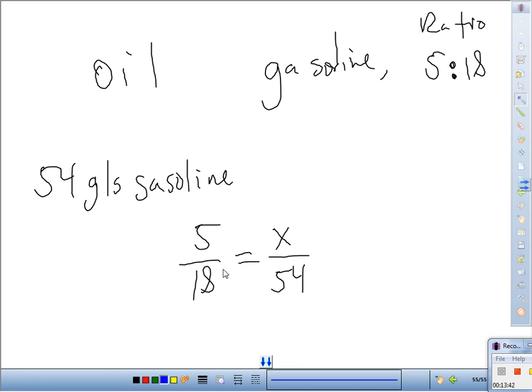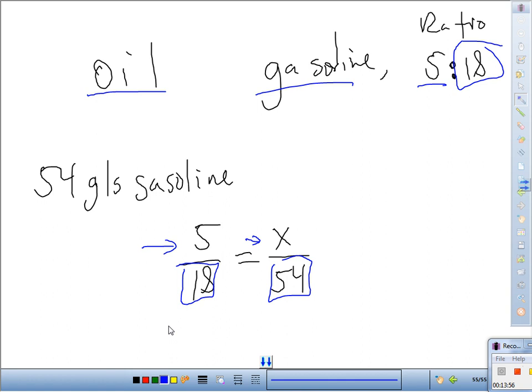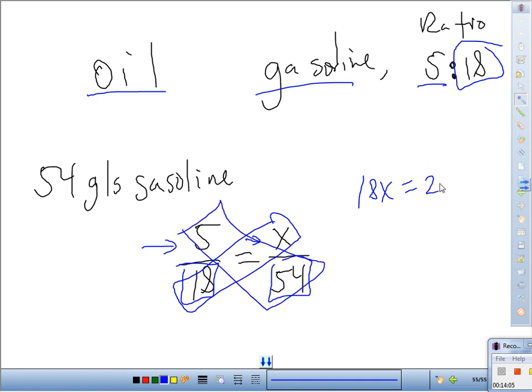That is correct. Remember that the first thing they mentioned was oil. That means the 5 is the oil. Gasoline is the second thing, so 18 is the gasoline, and gasoline goes down here. So far, so good? Cross multiply. That becomes 18x equals 5 times 54. That's 270. Is that correct?